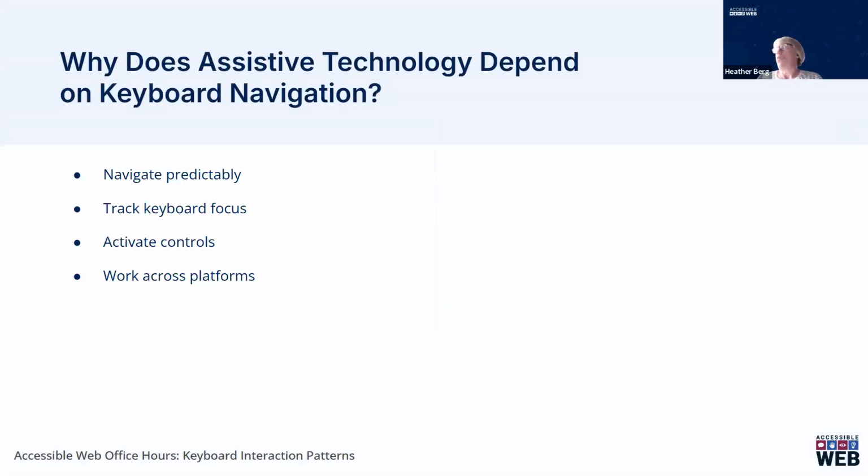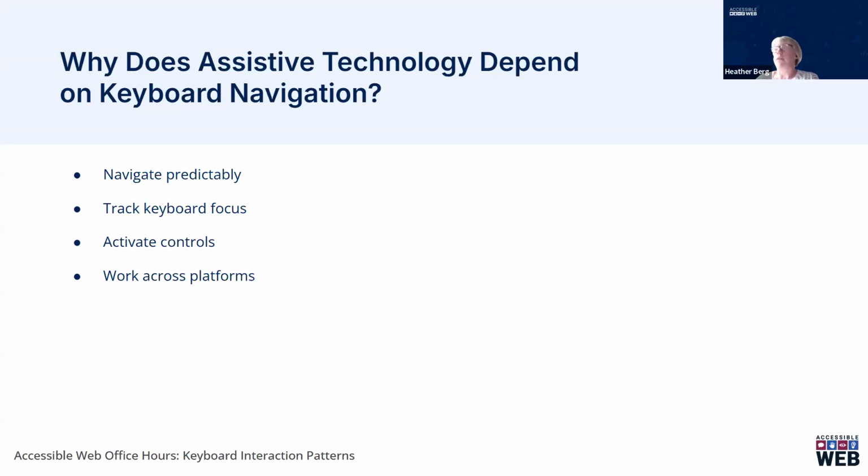Slide number 3. Why does assistive technology depend on keyboard navigation? Slide content here reads, navigate predictably, track keyboard focus, activate controls, and works across platforms. So if assistive technologies are all so different, why is it that they all rely on keyboard navigation? And the simple answer is that they all build on the same interaction model. So browsers, operating systems, and assistive technologies all understand keyboard input.